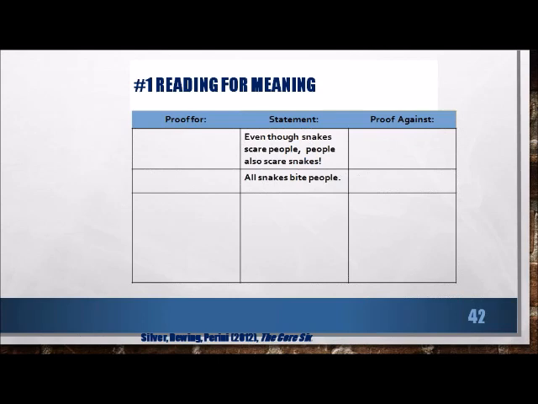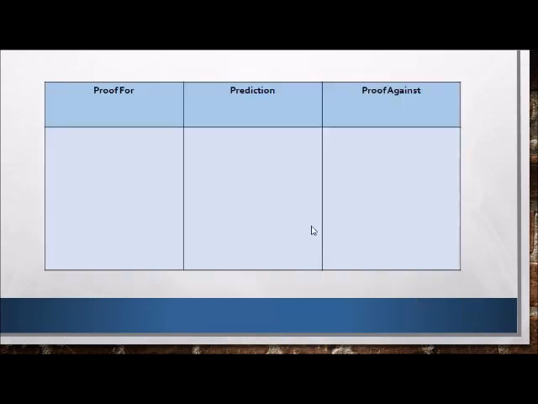And then all snakes bite people. Well, this snake didn't bite people, so they had to read the story as we read it together. Then they had to find, we listed this up on the whiteboard, what was the proof for or proof against. And that's kind of a big thing, finding evidence in the Common Core standards.